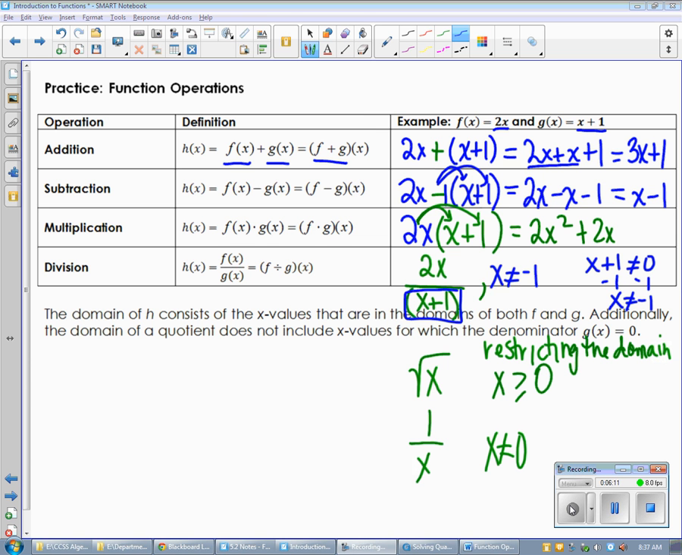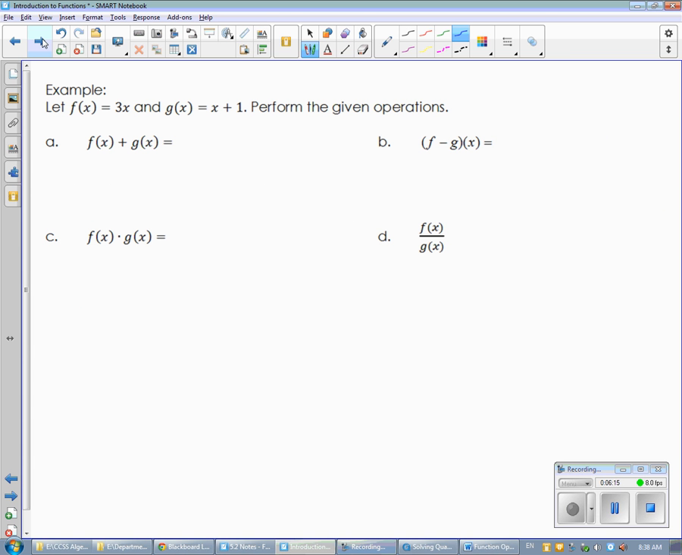So our basic operations are pretty straightforward. Here are some examples, and what I'd like you to do is to go ahead and pause the video and perform these basic operations on the given functions.